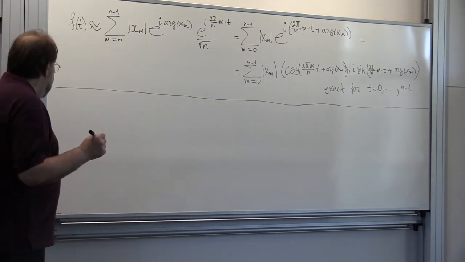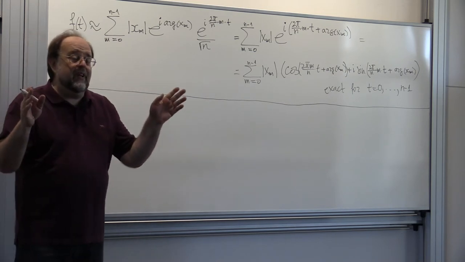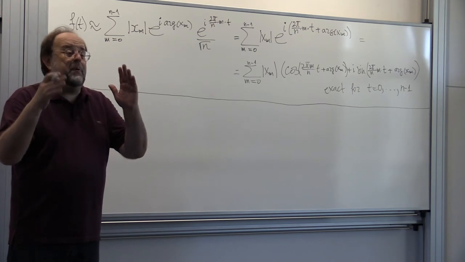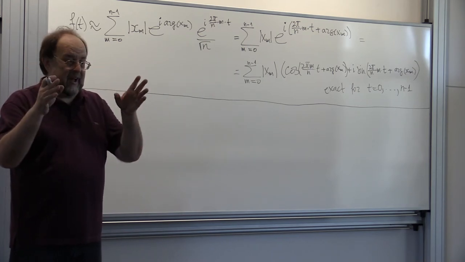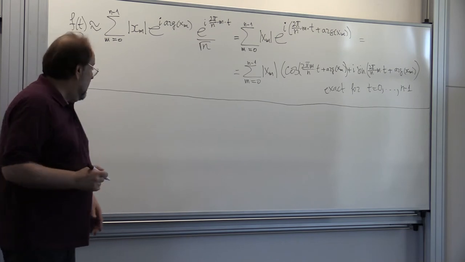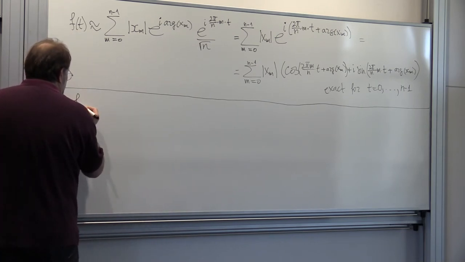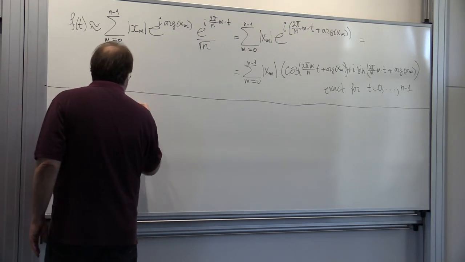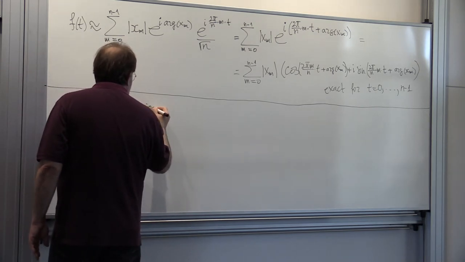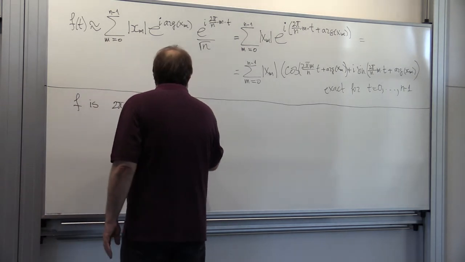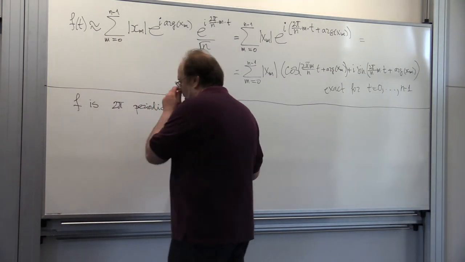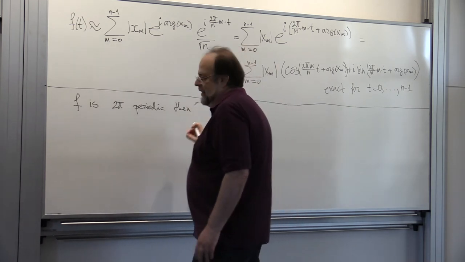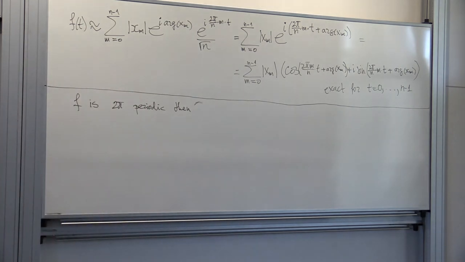Leonard Carleson. If you have any function whose square is integrable, which for all practical purposes means every function, then, if it's periodic, so f is 2 pi periodic, then, and now I'll say, let me then be really exact.